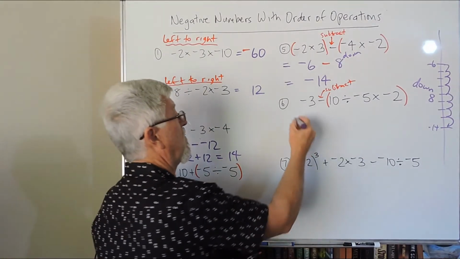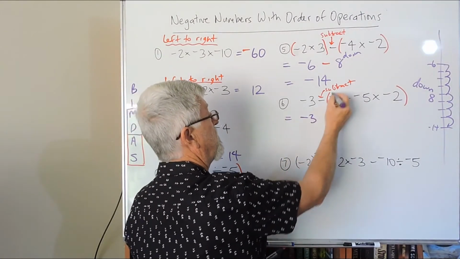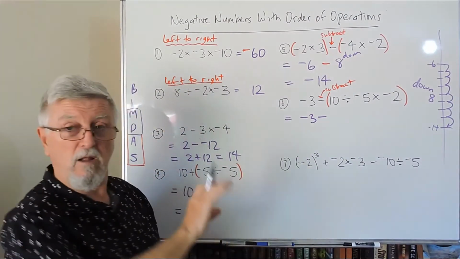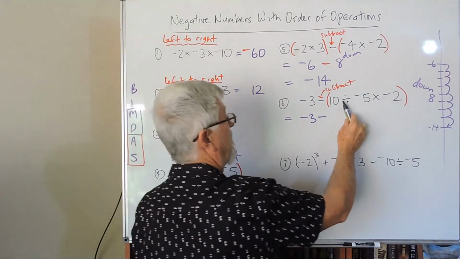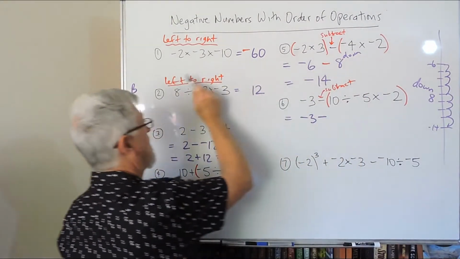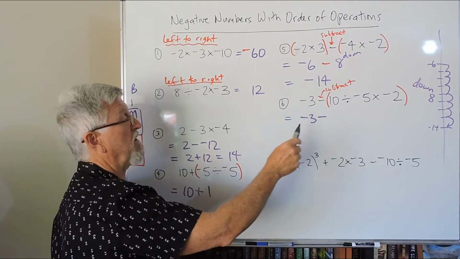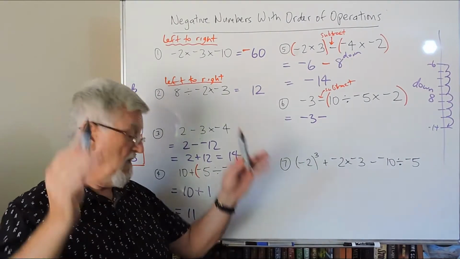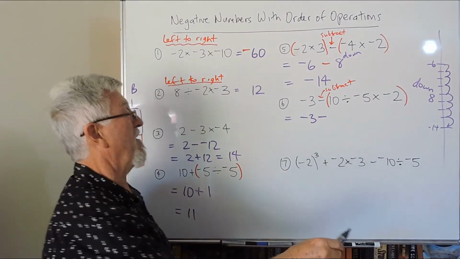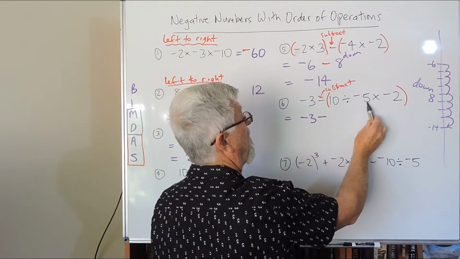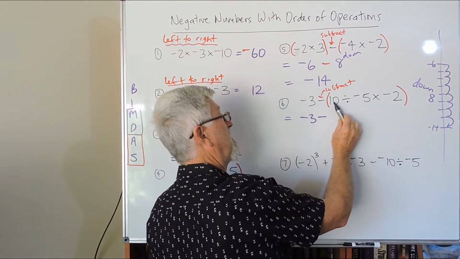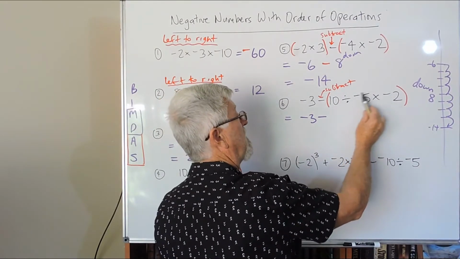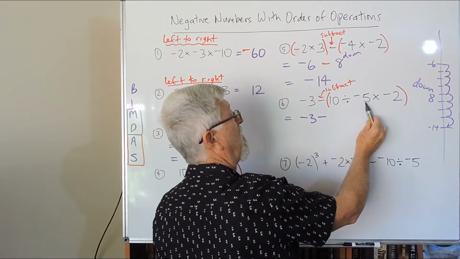Let's have a look at what we've got. I'm going to write the -3 and I'm going to write the subtract, and then I'll look at what's in the bracket. Divide and the times goes left to right. Doesn't matter if it's a divide first or a times first. If they're both divide, if they're both times, you just go from left to right. So 10 divided by 5, how many times does 5 go into 10? Twice. Ignore the negatives. 10 divided by 5 is 2.